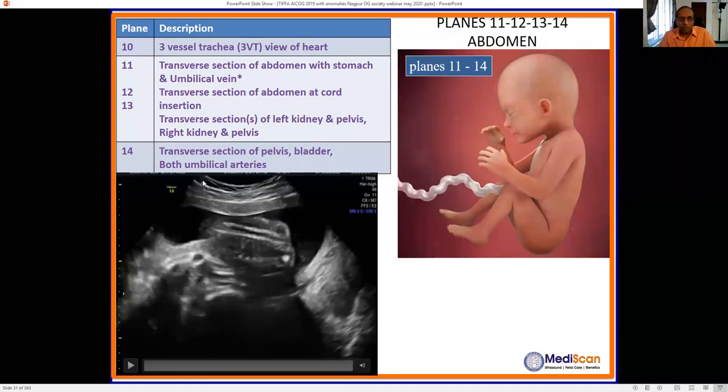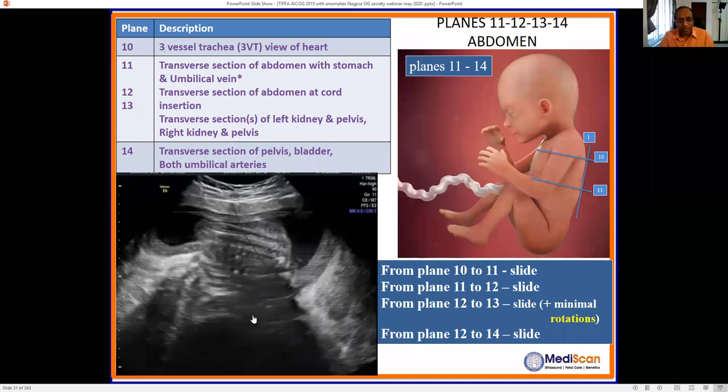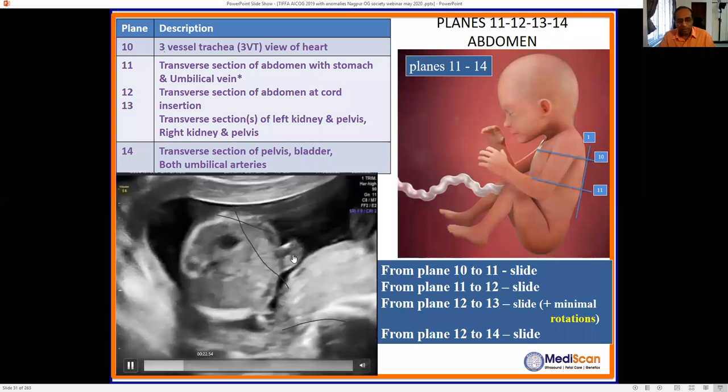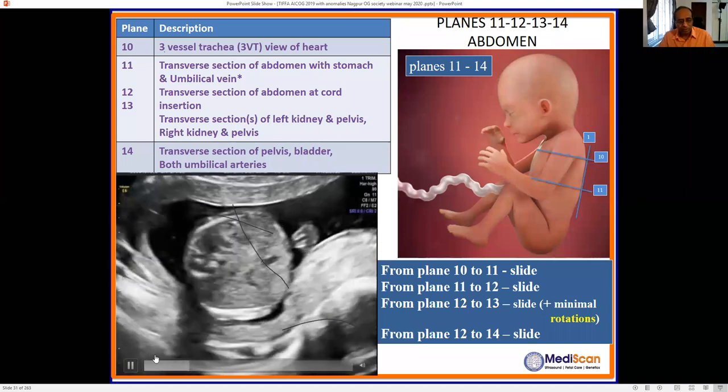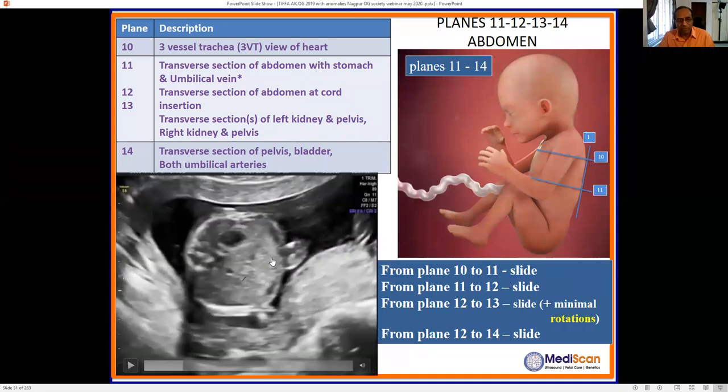What are these? We started off with plane 10, that is the three vessel trachea view. That's where we finished last time. Then we come down to the abdomen. We do a transverse section of the abdomen from plane 10. We slide our probe down to plane 11, which is the transverse view of the abdomen at the level of the cord insertion. And that, I think, is important. That's the cord insertion site which you're seeing. This cord insertion must be documented in every single case.